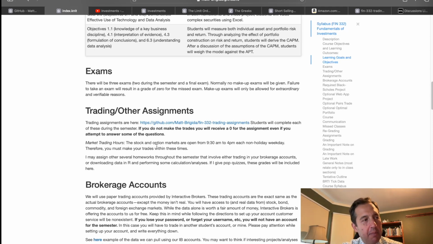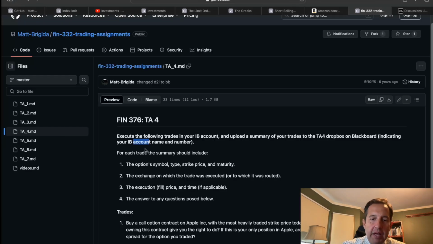While I'm talking about Interactive Brokers, you'll sign up for this, you'll get a username and password, don't lose it. If you do lose it, you'll have to use a demo account, and then I need to verify your trade. When you submit your trading assignment, you're going to give me your account number, and then I'm going to verify that you made those trades.